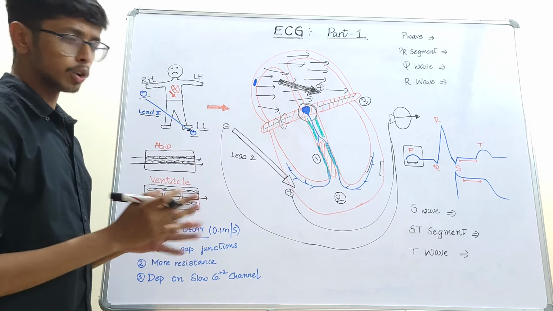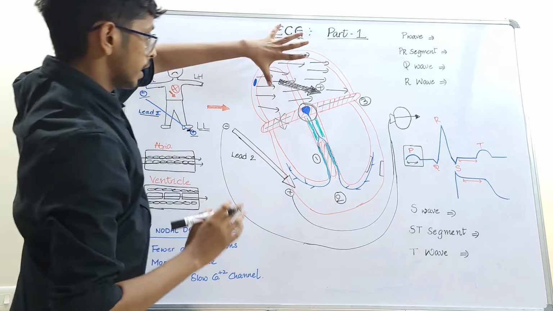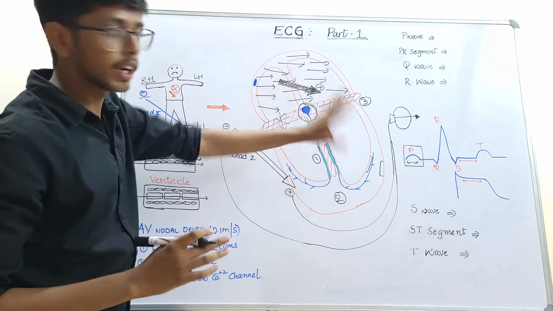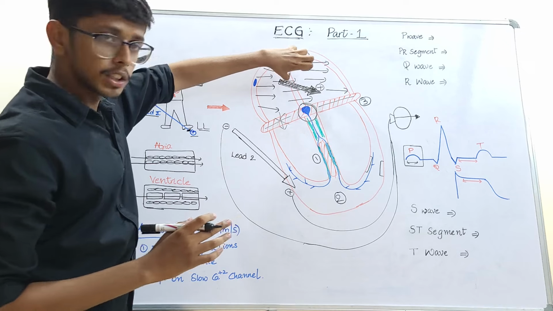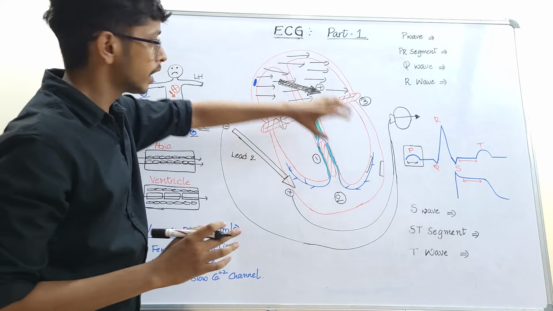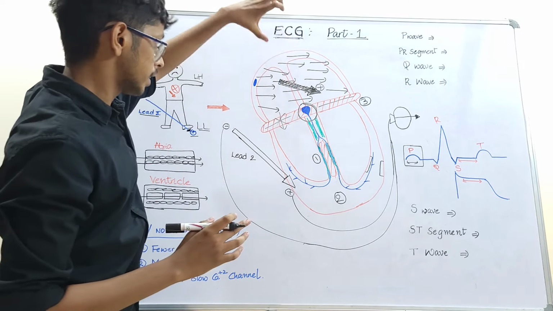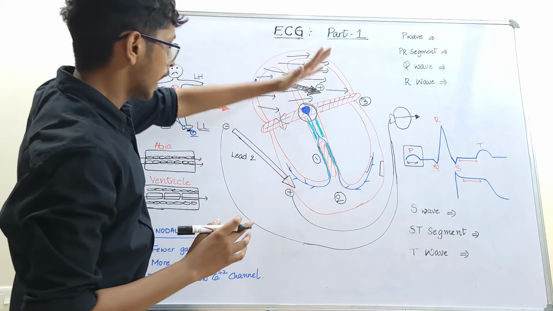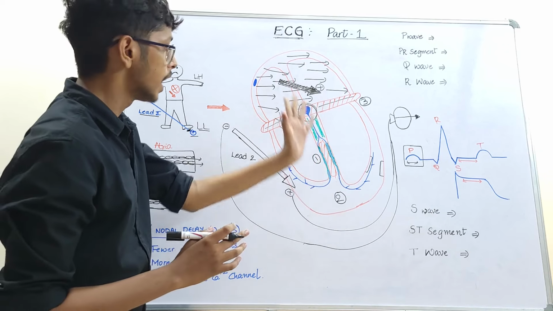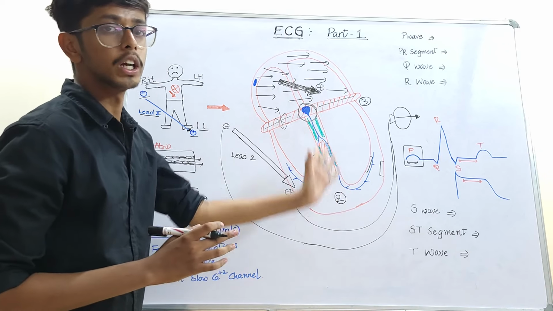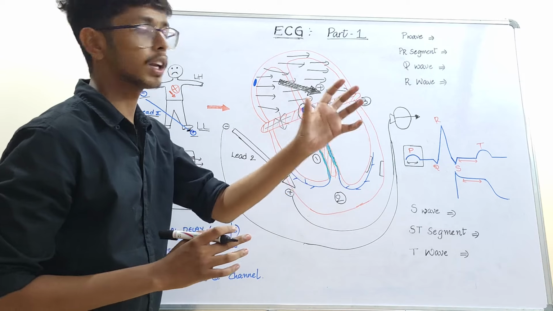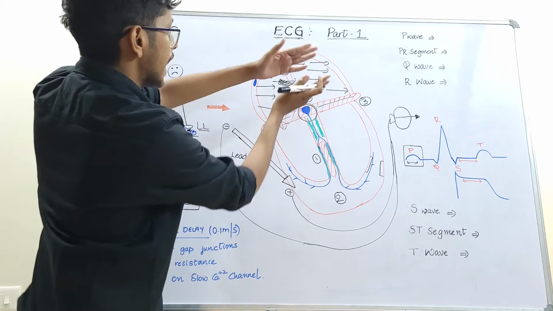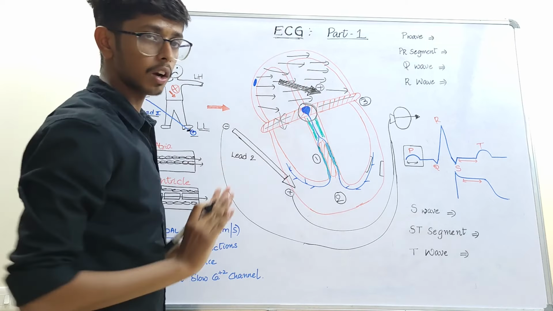Why should the AV node be very slow? Because as we have discussed yesterday, after the atrial contraction, the ventricular contraction begins. During the atrial systole, the ventricle should not contract, right? So the heart will give time to the atria. The atria will completely contract due to the depolarization, and then this current transfers to the ventricles, and the ventricles start getting depolarized. During this depolarization, the ventricle gets systole, or the ventricle contracts. So this AV node will create a gap between the atrial contraction and the ventricular contraction.